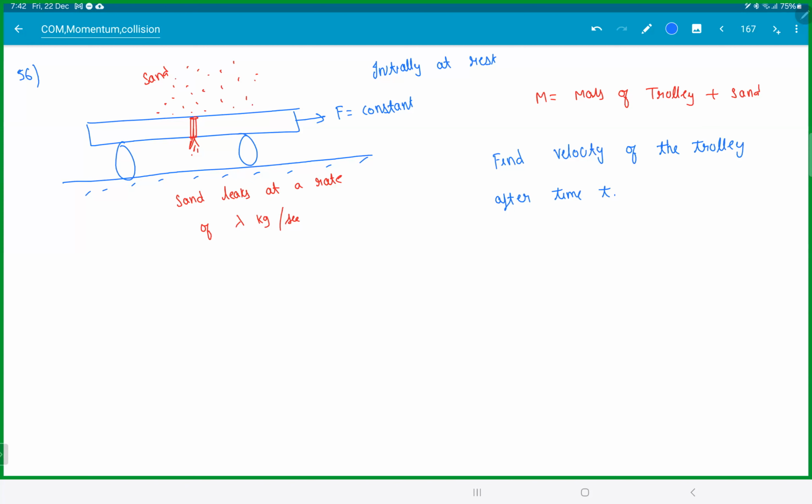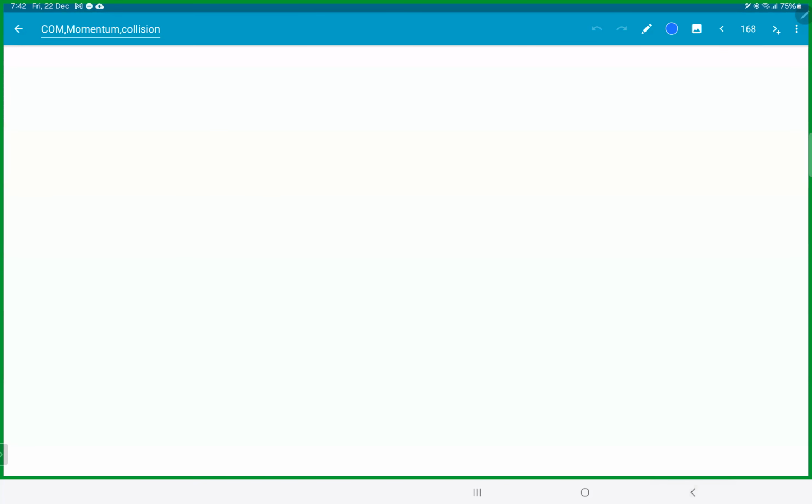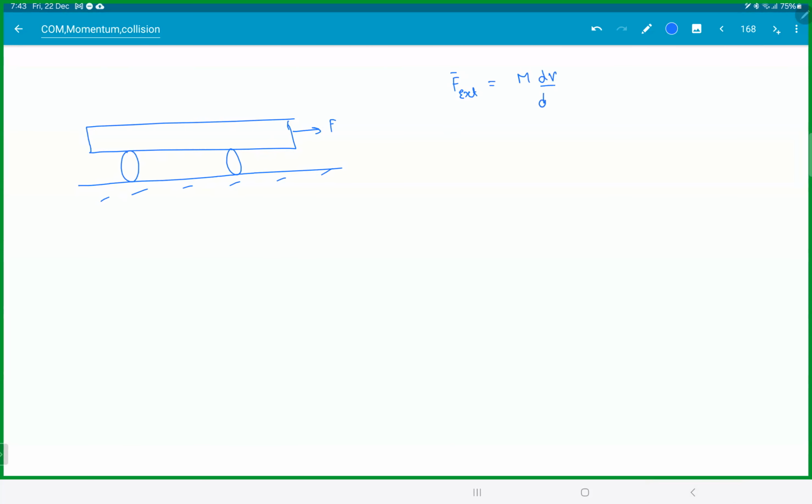This is easy. See, let's get back to the basic equation. Whenever mass changes, remember the general equation which I taught you. Now there's an external force also. This was a general equation: F external is m dv by dt plus u relative dm by dt. Now in this scenario, u relative is 0.